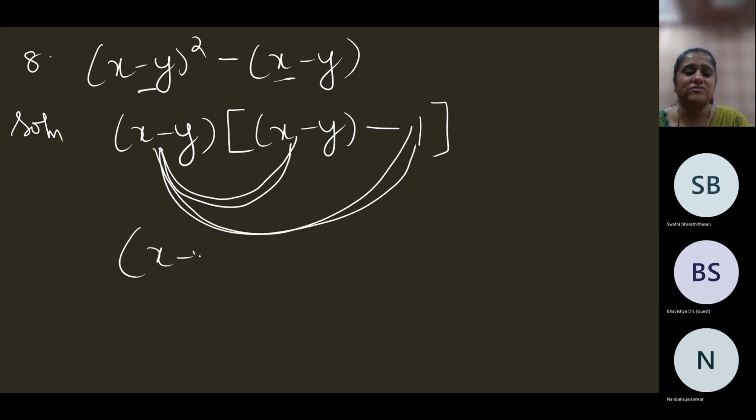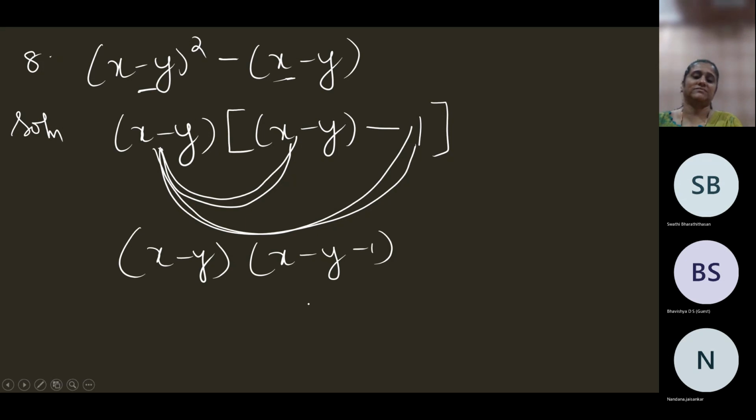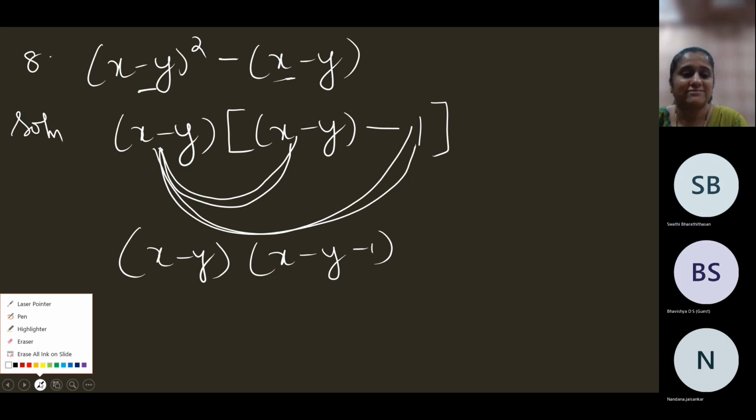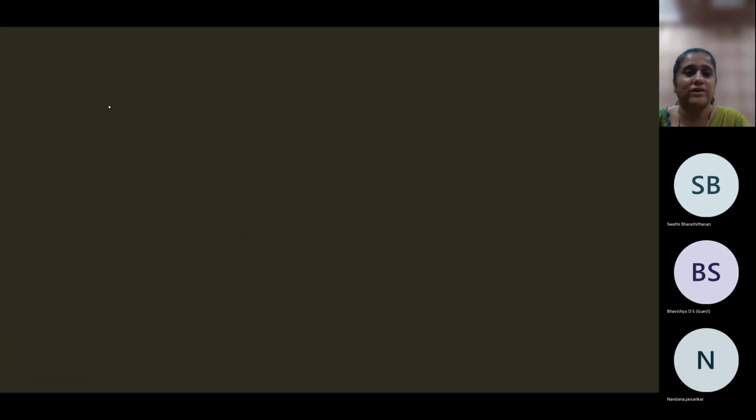Now we'll have to open the bracket: x minus y, the first one as it is, and inside the bracket x minus y minus 1. So you see the answer, product of two factors: x minus y into x minus y minus 1. Yeah, please write down, children. Done? Done, ma'am. All of you? Done, ma'am. All right.